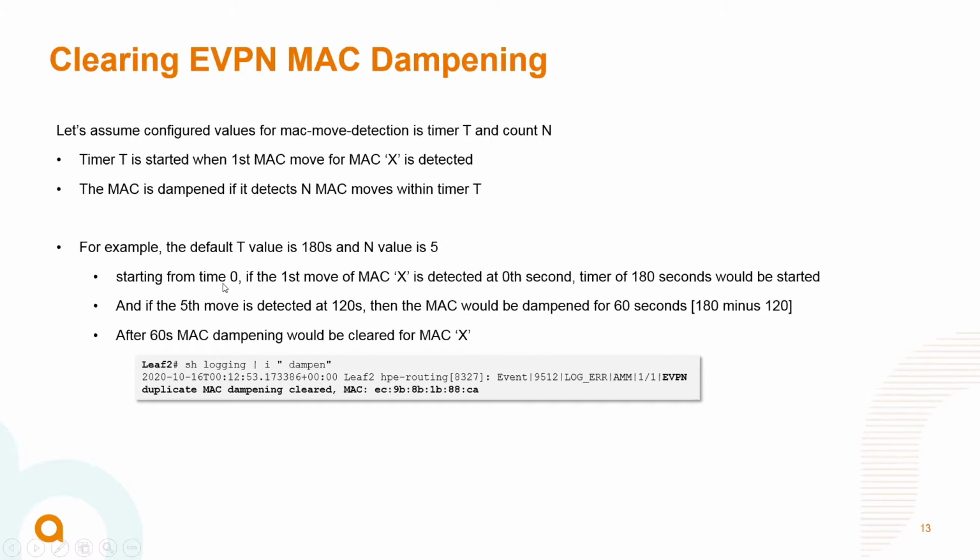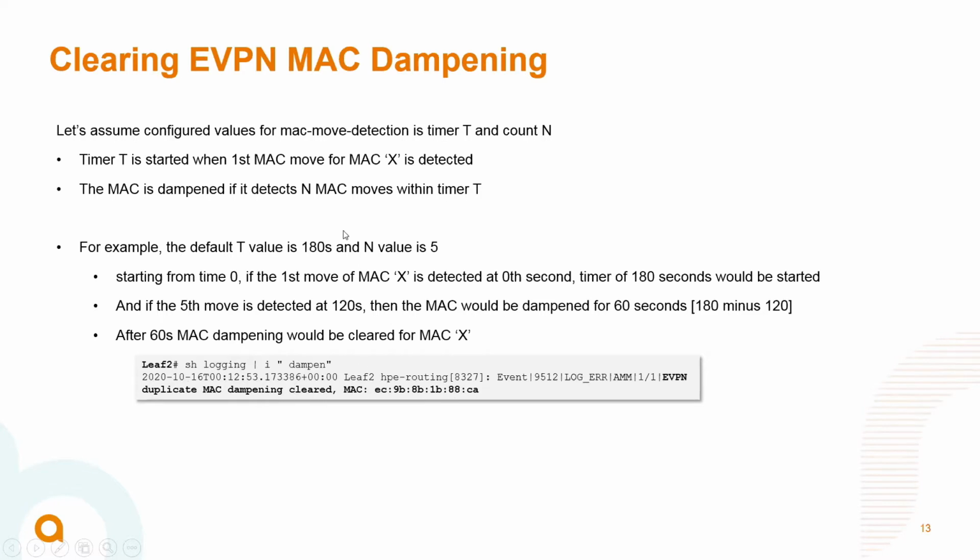Let's say starting from time 0, if the first MAC move of X is detected at the 0th second, the timer of 180 would be started. And if the fifth move is detected at the 120th second, then the MAC would be dampened for another 60 seconds, which is 180 minus 120. So once the MAC is dampened, after 60 seconds, MAC dampening would be cleared for MAC X. And you would see a log or event log exactly similar to what you saw for detection; you would also see that the MAC dampening is cleared.